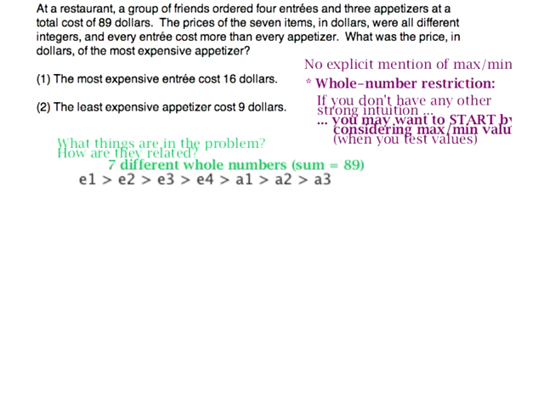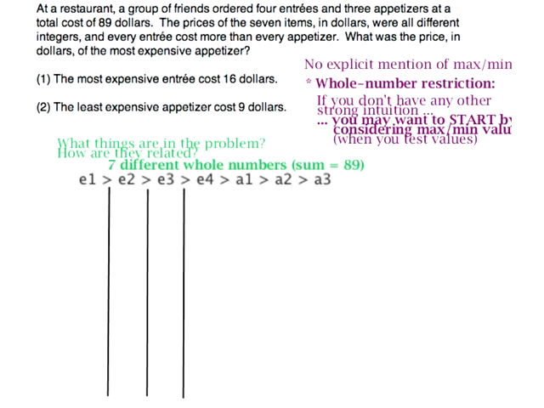You have 4 entrees, you have 3 appetizers, and they're all in strict decreasing order. They are different integers, so 7 different whole numbers. And the sum of those whole numbers is $89. You want to organize this. The organization is not genius in any way, but making 7 columns for these 7 quantities will help you a lot.